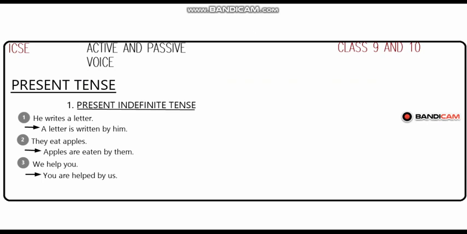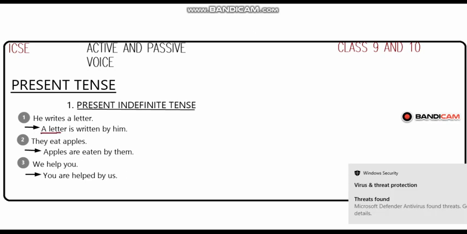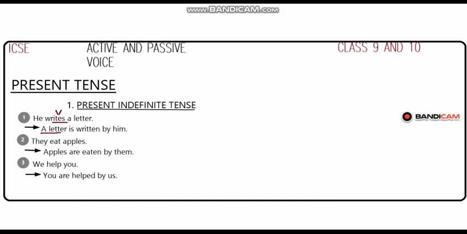First of all, present tense, and within the present tense we are particularly picking up the present indefinite tense, or we can say simple present tense. The first sentence is, he writes a letter. First of all we pick up the object, our letter, as a subject. This we have done. Now the main thing is upon the verb writes. Let's see, over here also it is simple present tense, verb first form.